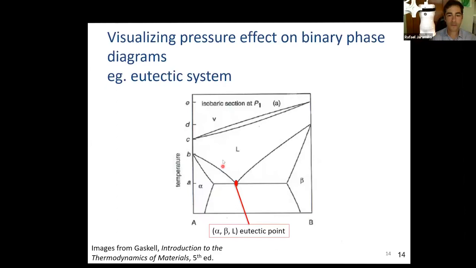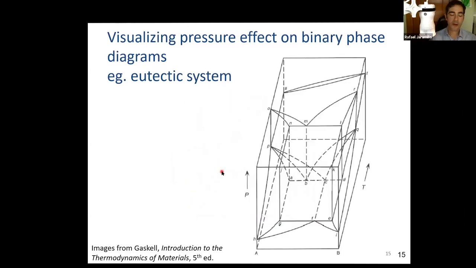Okay, we're 2 minutes over, so I'm going to end before I entertain you with pressure-dependent ternary phase diagrams, which mercifully is not covered in 3020.